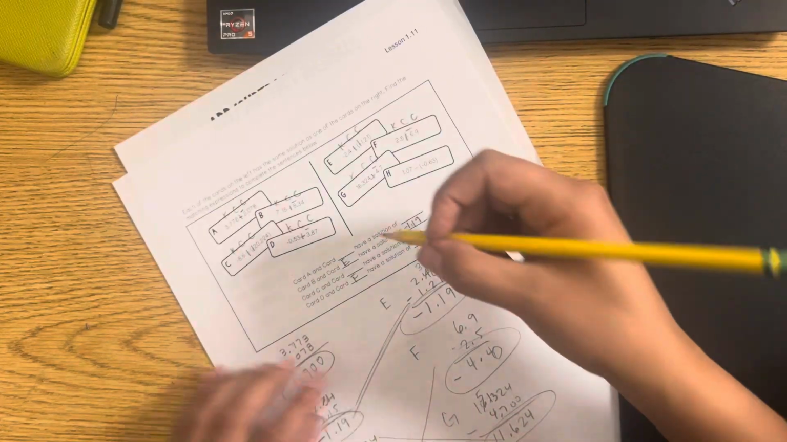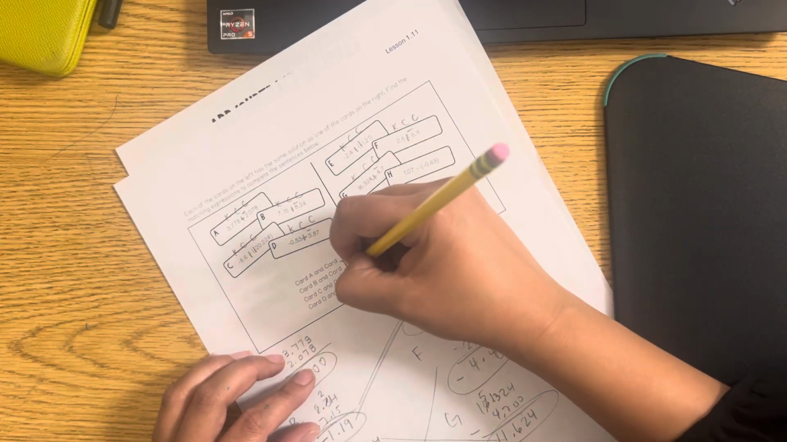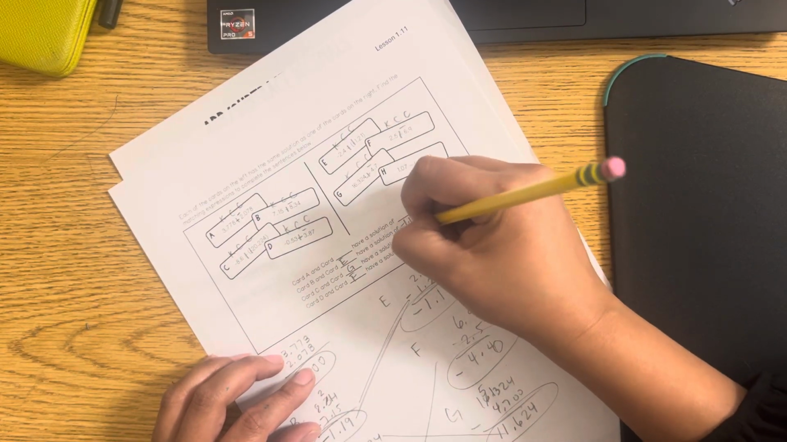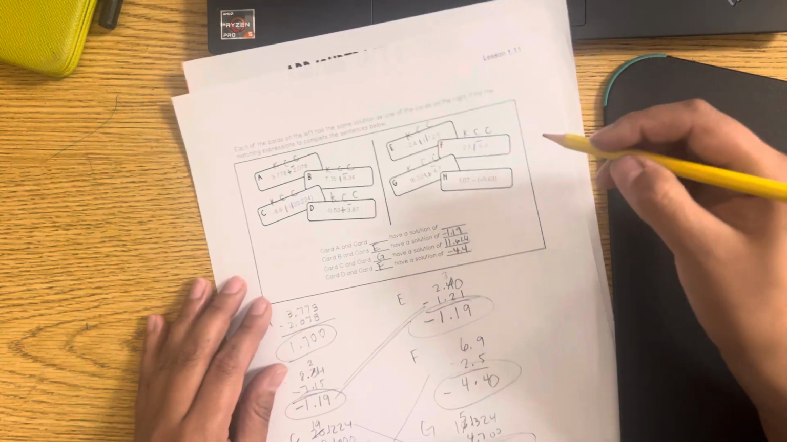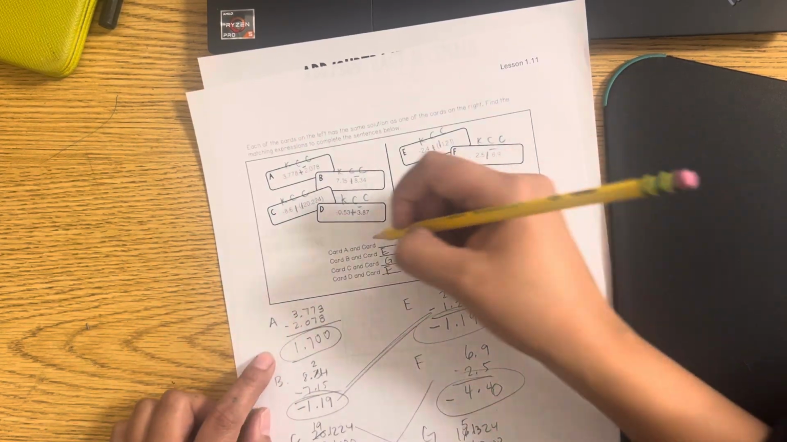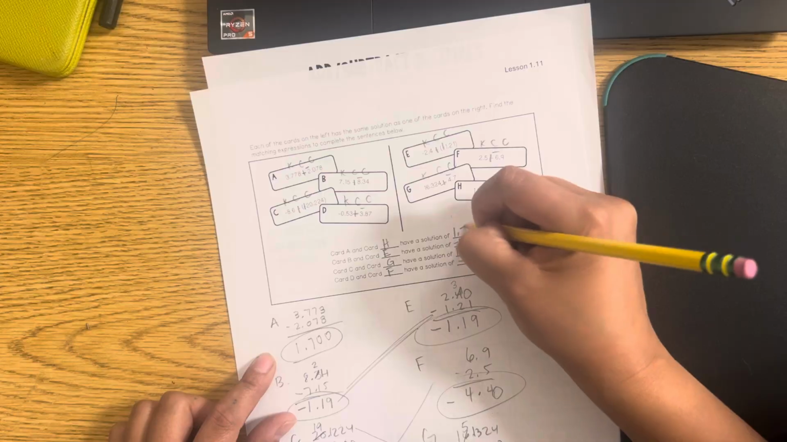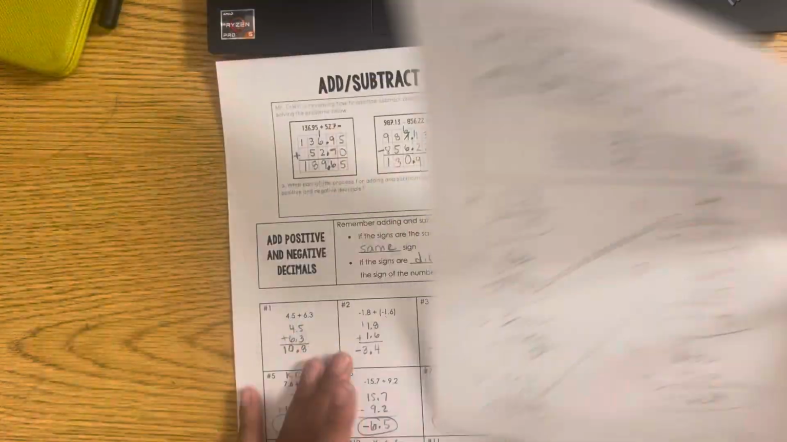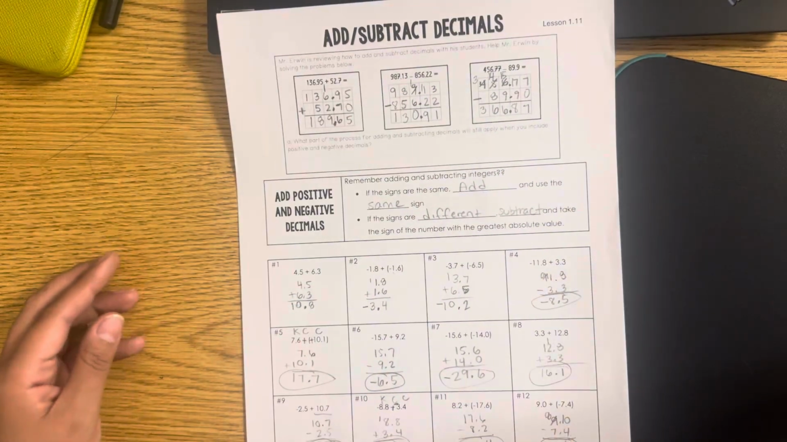Notice it matches C, so C matches G with the value of 11.624, which means we can assume that H matches letter A with the same value of 1.7. Adding, subtracting decimals, line up your decimals, pay attention to your signs, especially when there are negatives.